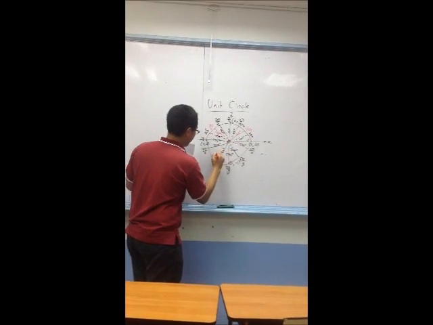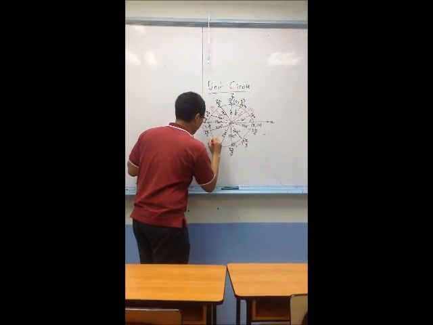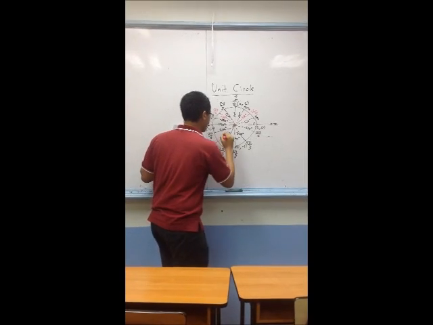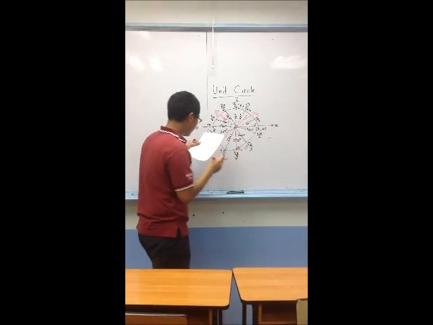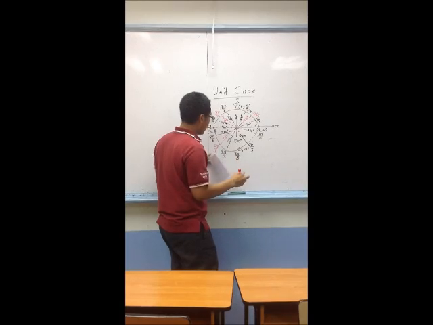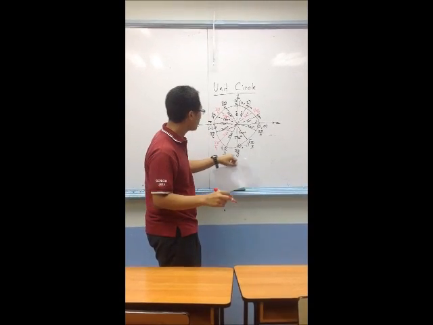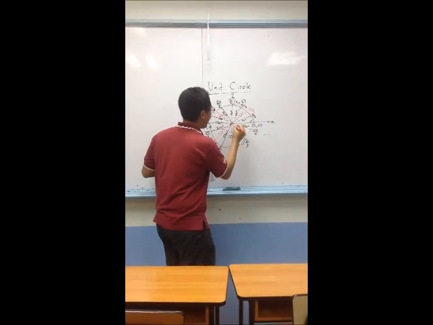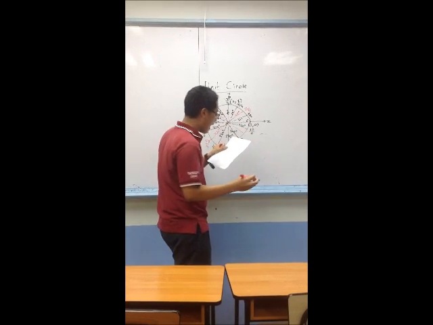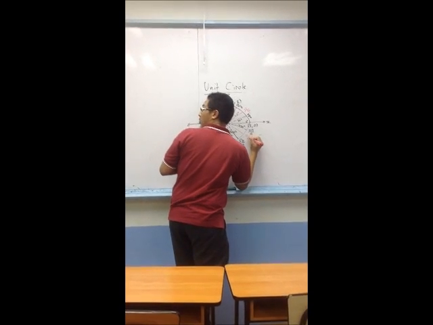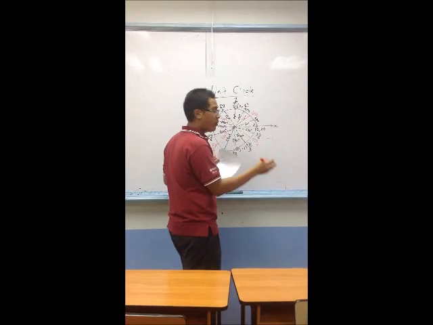And then we're going to have 5 pi over 4, which is 225 degrees. Then we're going to have 6 pi over 4, which is 3 pi over 2. And then we're going to have 7 pi over 4, which is 315 degrees.